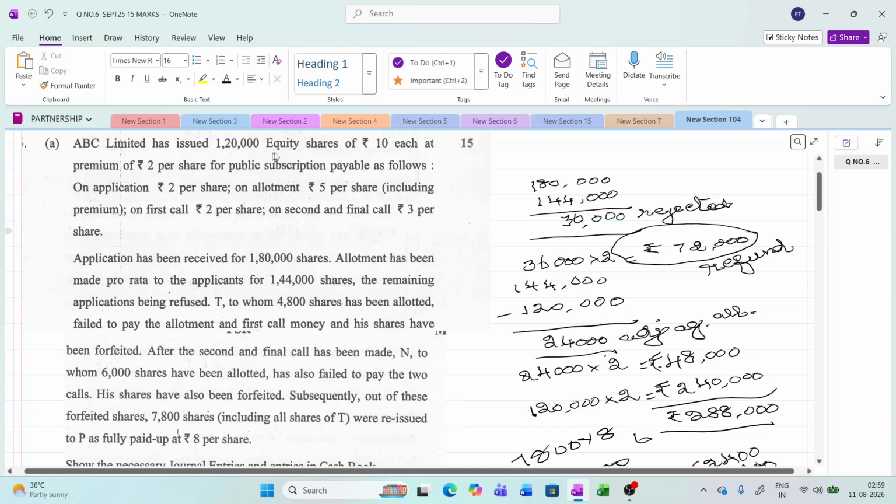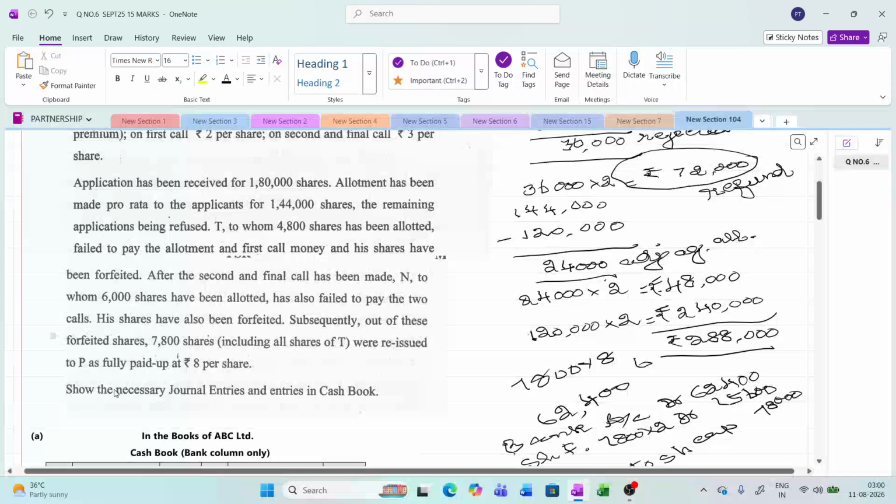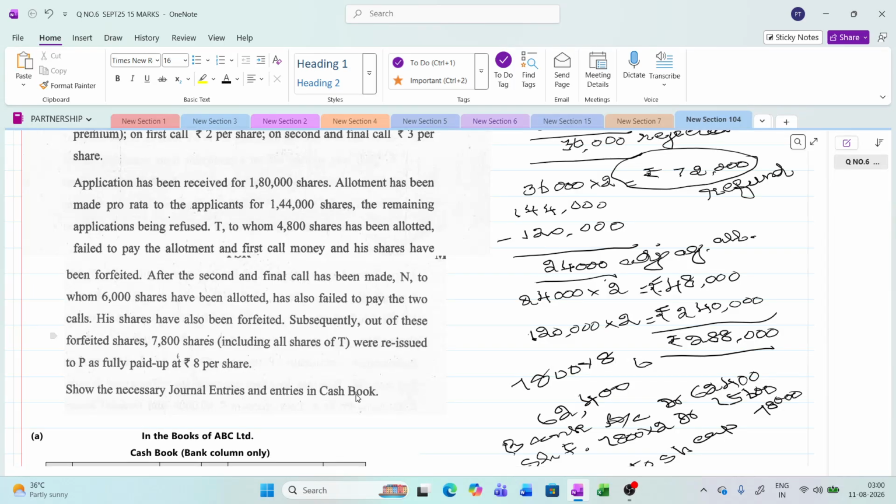ABC Limited has issued 1,20,000 equity shares. So the issue is 1,20,000 shares, and it is at a premium of 2 rupees. Now coming back to this, first we will see what is asked for: the necessary journal entries and the entries in the cash book. So you should not write any bank related entry in your journal, only that.